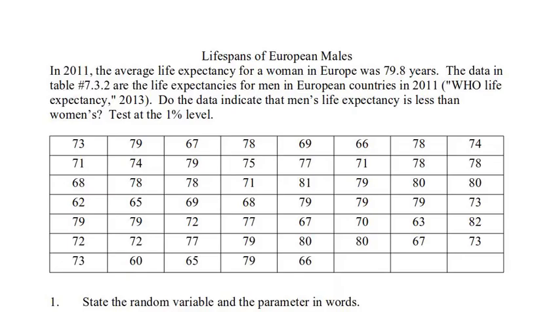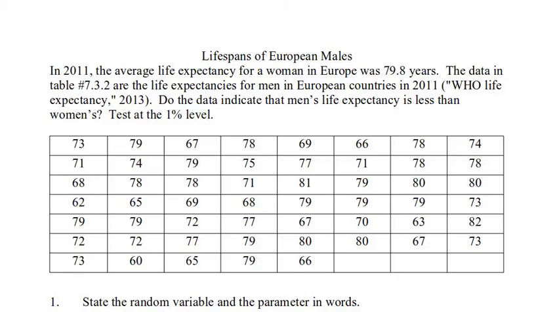Okay, one more example, this time the lifespan of European males. In 2011, the average life expectancy for a woman in Europe was 79.8 years. The data in table 7.3.2 are the life expectancies for men in European countries in 2011 from the World Health Organization. Do the data indicate that men's life expectancy is less than women's? And we're testing this at the 1% level of significance.